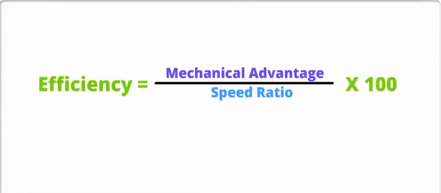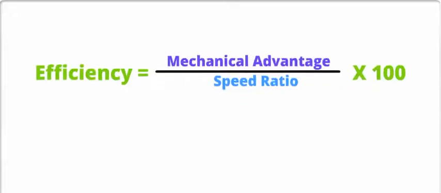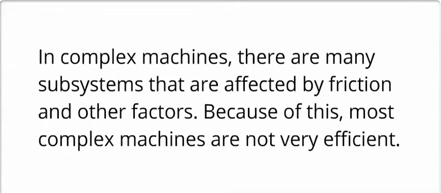So efficiency is the mechanical advantage divided by the speed ratio, multiplied by 100. In complex machines, there are many subsystems that also are affected by friction and other factors. Because of this, the most complex machines are not very efficient.